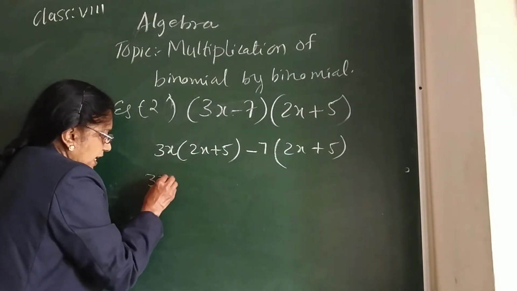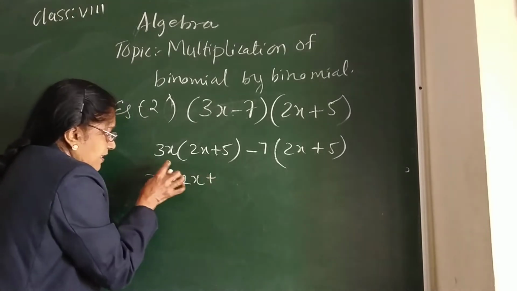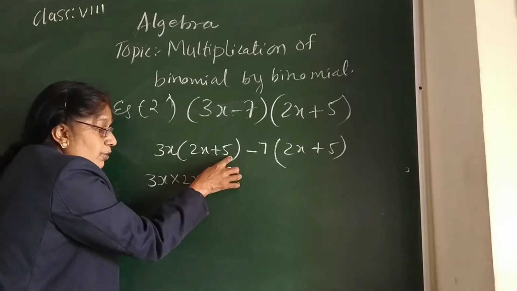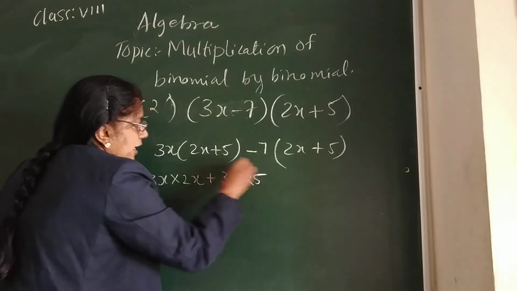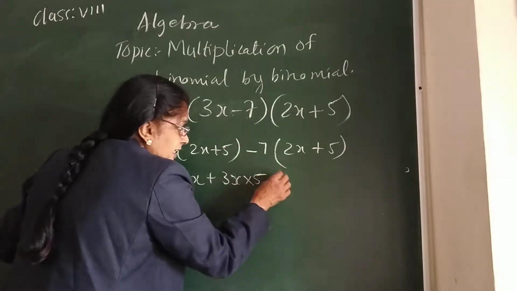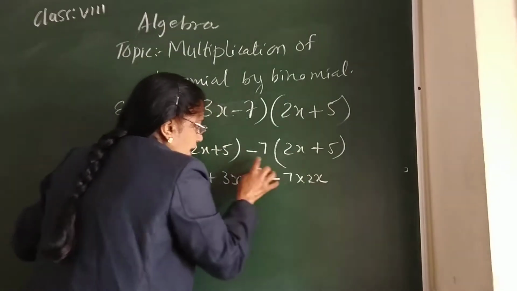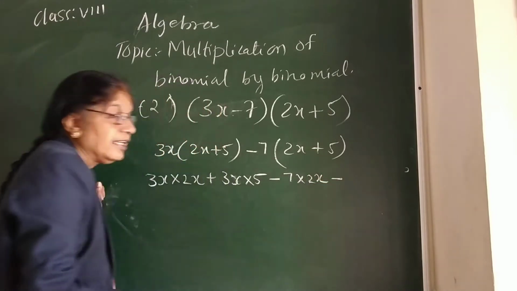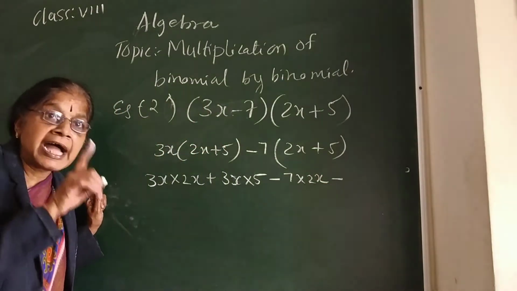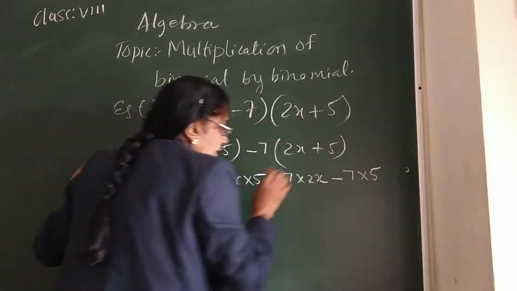3x into 2x. So 3x into 2x. What sign is there? Plus. Again, 3x should be multiplied with the constant. So 3x into 5. Then what sign is there? Minus. 7 into 2x. Again see the sign. Minus into plus. I have taught you already. Minus into plus is minus. Then what will come? 7 into 5.